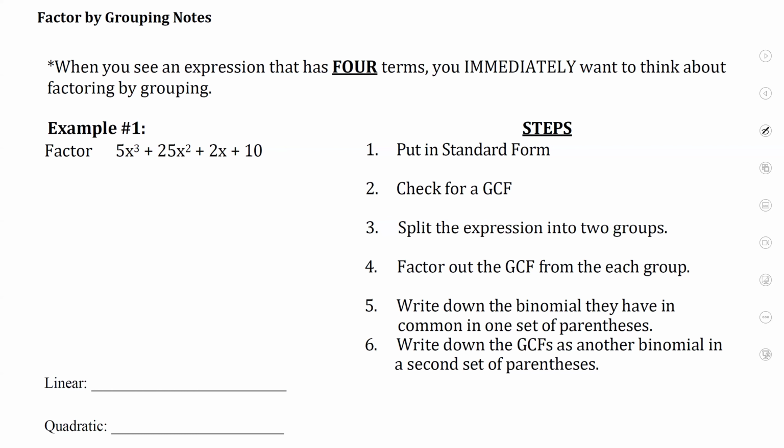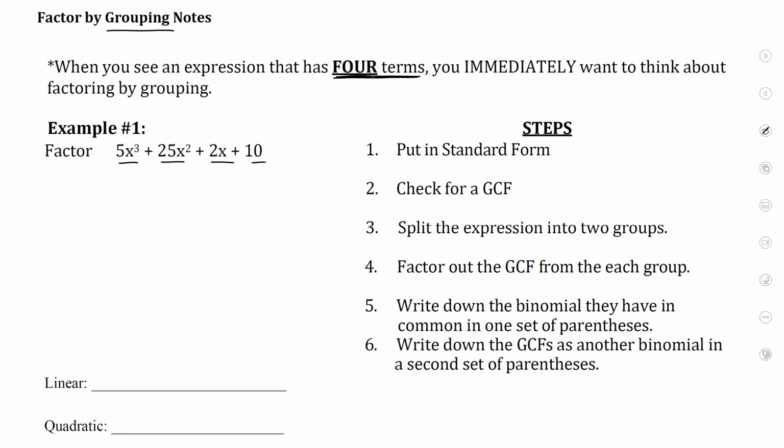Today we are going to factor by grouping. We have factored before in the past. This time we're going to be using the grouping method. Grouping comes in handy when you have an expression that has 4 terms. So notice, guys, example 1 has 4 terms. Before we only did factoring for things that had 3 terms. Now we're doing 4 terms.